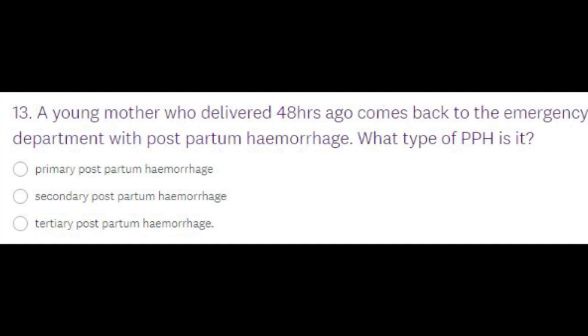Options are option A, primary postpartum hemorrhage. Option B, secondary postpartum hemorrhage. Option C, tertiary postpartum hemorrhage. Option B, secondary postpartum hemorrhage, is the right answer.